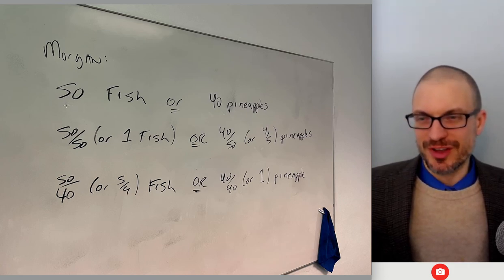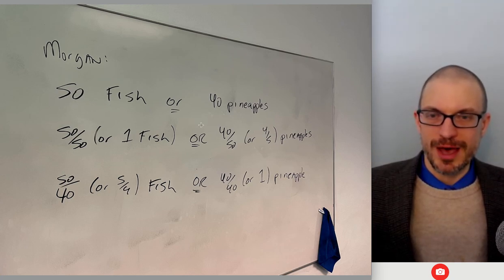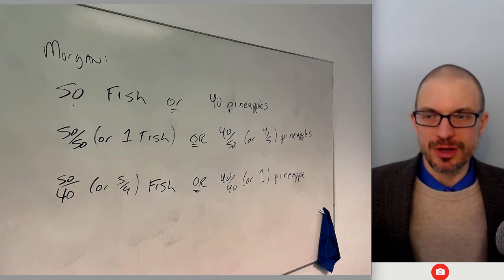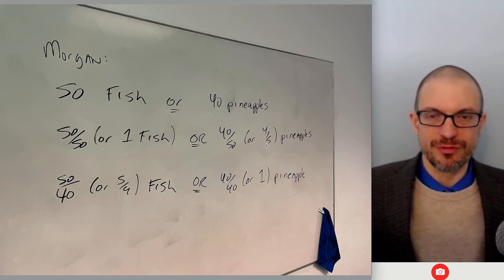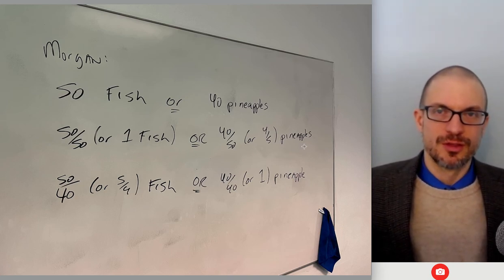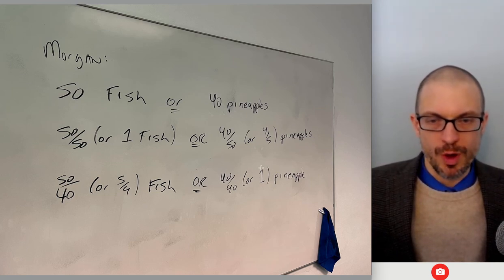All right, so if I divide the numbers here by 50, this will give me the opportunity cost of pineapples for producing 1 fish, right? 50 over 50 is 1, 40 over 50 is 4/5, which tells us that the statement that Morgan could produce 50 fish or 40 pineapples is equivalent to saying that Morgan could produce 1 fish or 4/5 pineapples. Because these have to be reciprocals, we know the opportunity cost of producing 1 pineapple is 5/4 fish.